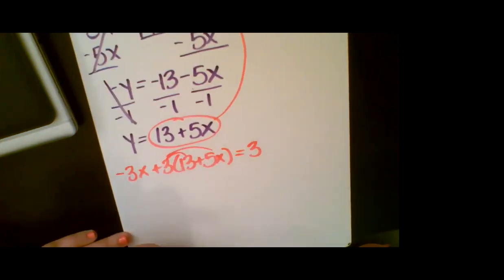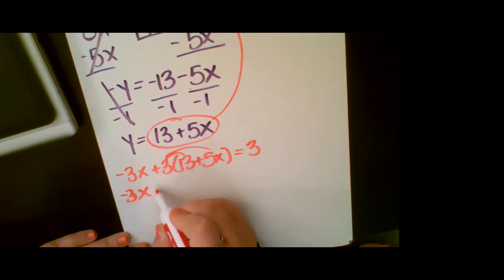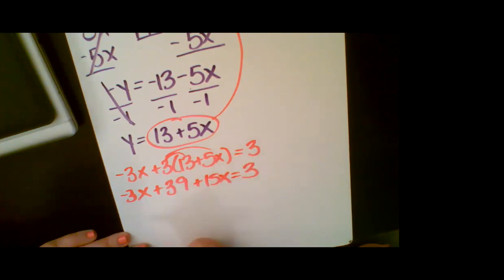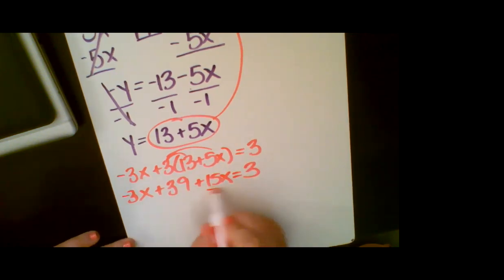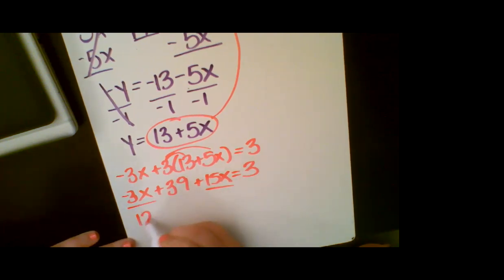We're going to distribute first, always distribute first most of the time for these problems. 3 times 13 is 39. 3 times 5x is 15x, and that equals 3. We've got two x terms, we're going to combine them. -3 plus 15 is 12x.